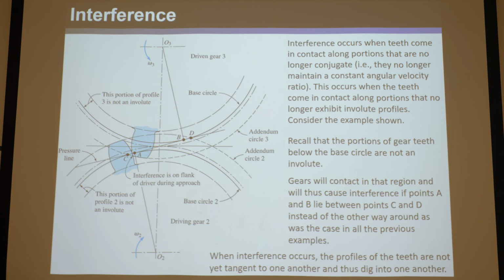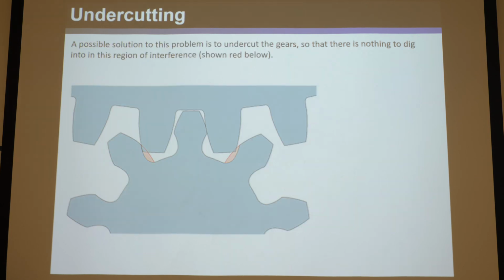The gear will work great, and the velocities will never speed up or slow down for the input velocity being constant. If you have interference, there's a couple things you can do to fix it. You can do undercutting. A possible solution to this problem is to undercut the gear so there is nothing to dig into in the region of interference shown here.